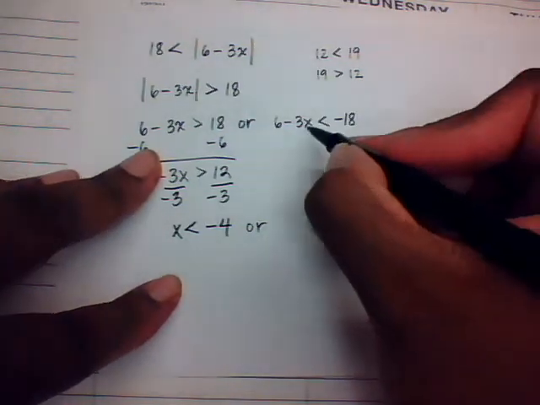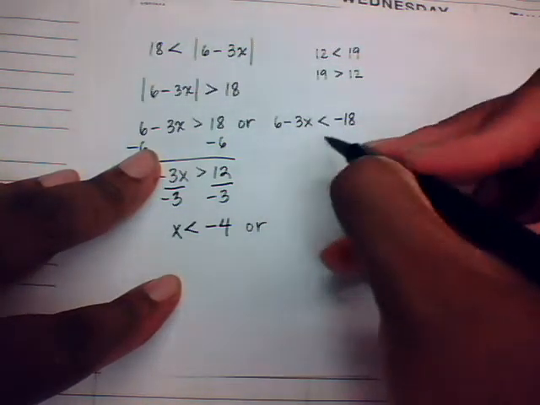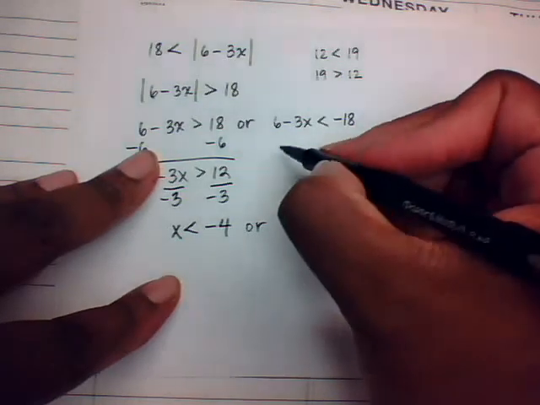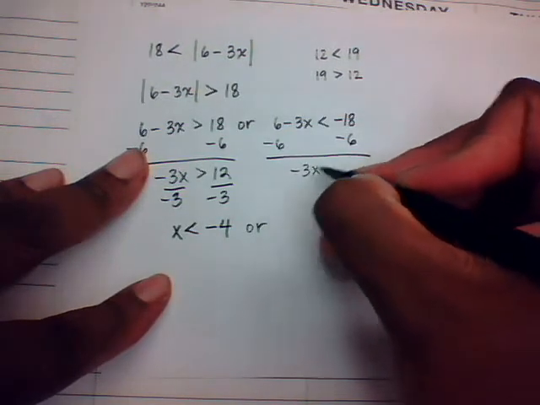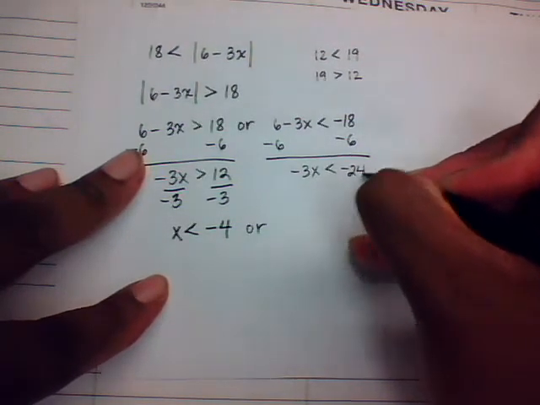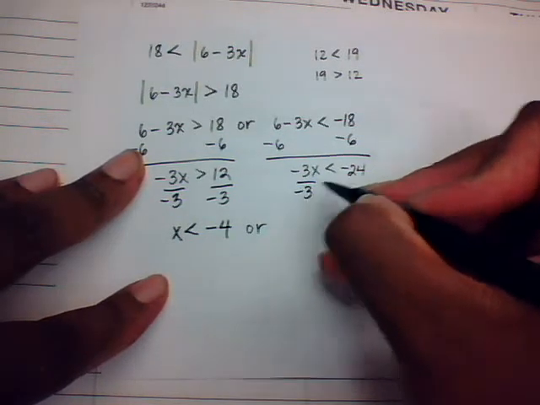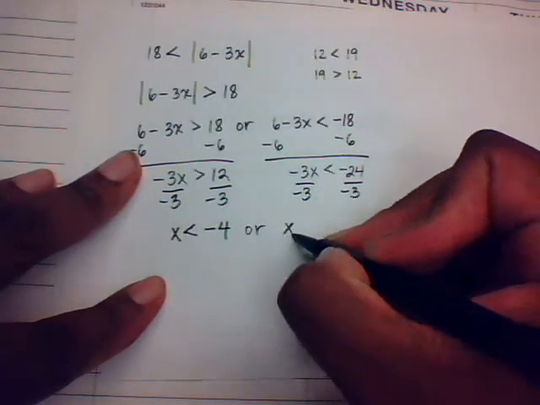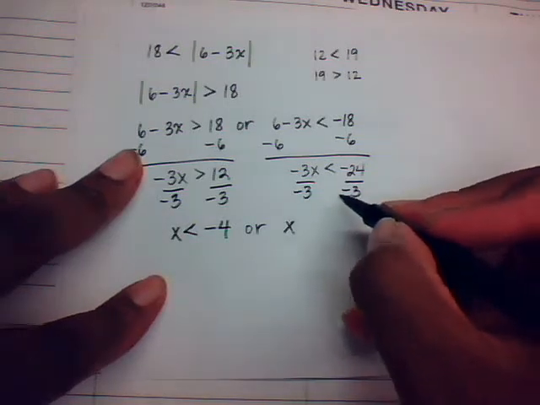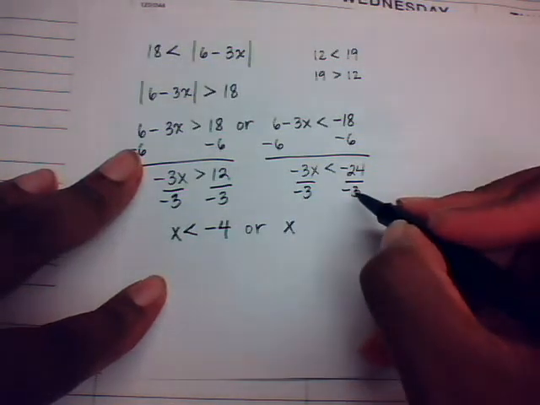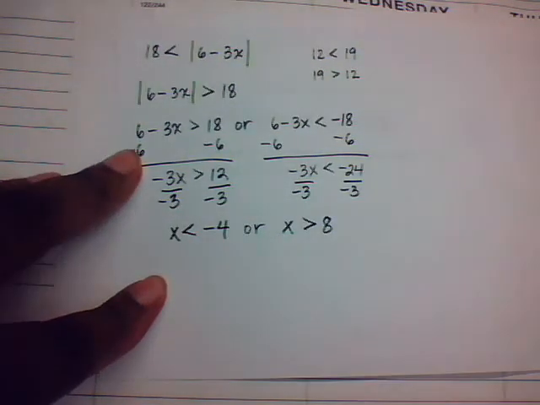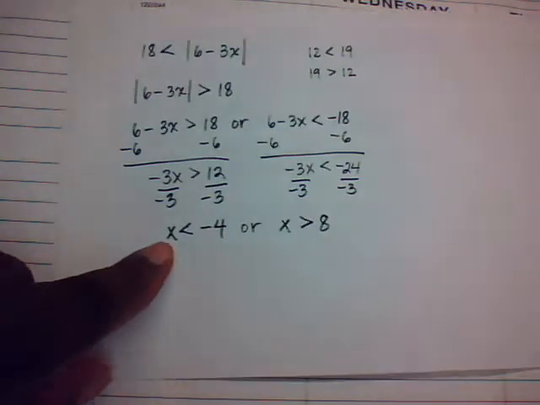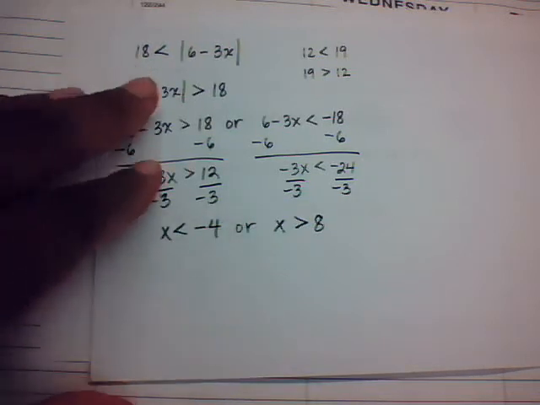Then or, for this one right here, 6 minus 3x is less than negative 18. Subtract 6. You're going to get negative 3x is less than negative 24. Then divide both sides by negative 3. That means that x is, now this time, again, I'm dividing both sides of the inequality by a negative. This changes from less than to greater than 8. So my solution will be x is less than negative 4 or x is greater than 8.